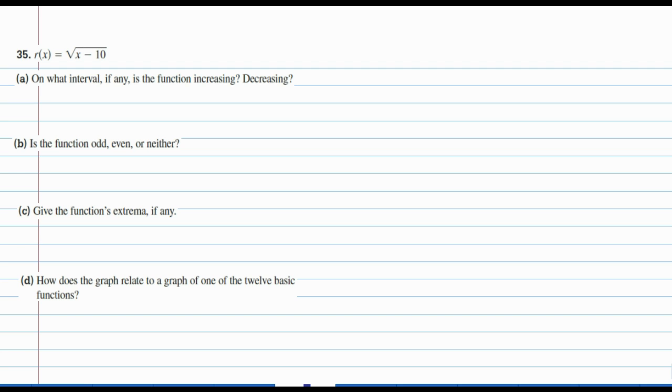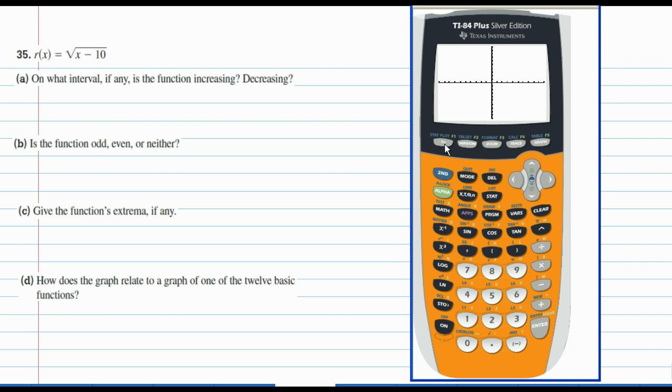The now try problem for example 5 is number 35. R of x equals the square root of x minus 10. Now I entered it into y equals, I hit graph, and I don't see anything. So I'm going to hit the trace key, and I see no values. So I have to think algebraically and numerically, what will happen when I plug in some x values? Well, if I plug in 0, I get negatives, so that's why the function isn't working right here. This isn't in the domain. The domain is all the way out by positive 10 and greater.